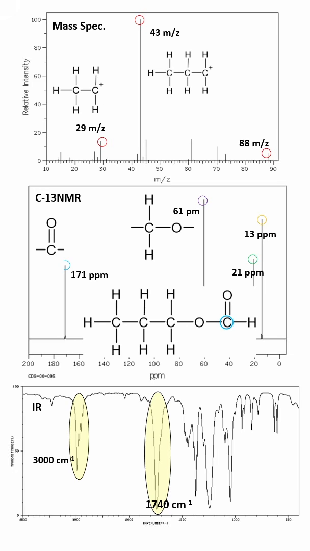So this is the molecule. It meets all the requirements. Here is our 171 peak, our 61 peak, and our 21 and 13 peaks in the NMR. So this molecule is propyl methanoate.